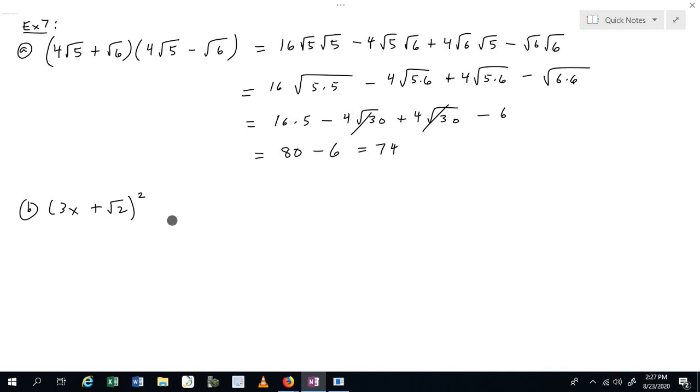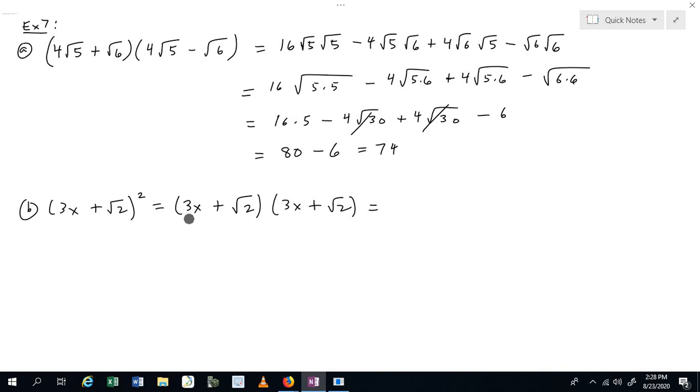Okay, now part B. Now be careful with part B. You cannot just square the first one and add it to the second one squared. Remember, when you square something, it means multiply it by itself. So you need to write this out. So it's this multiplied by itself. And so we're going to have to FOIL this out.